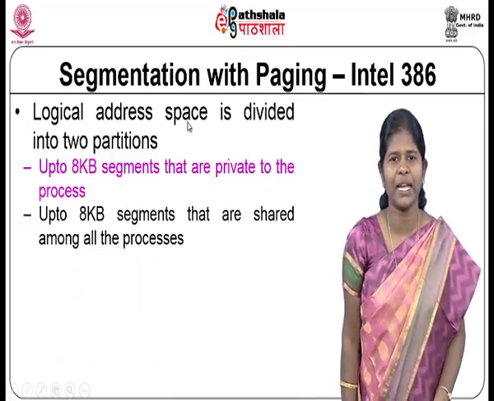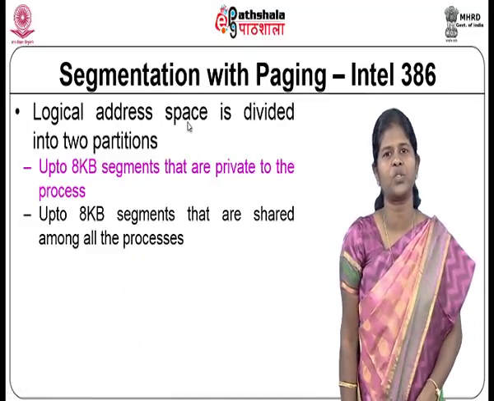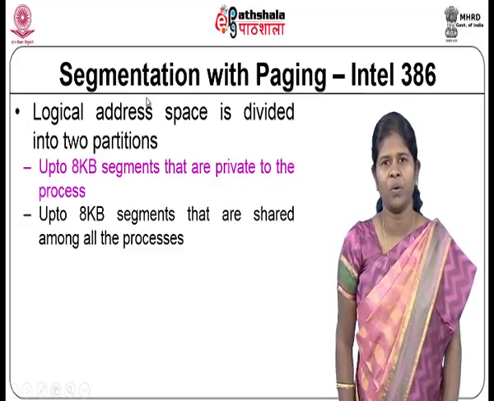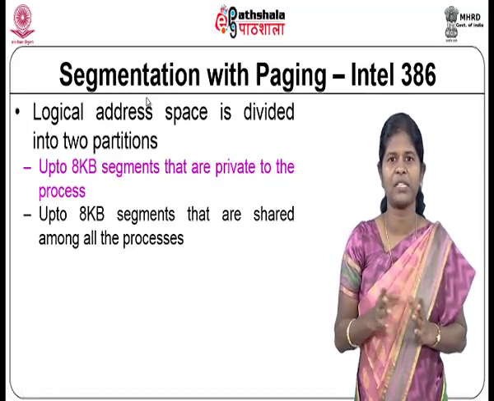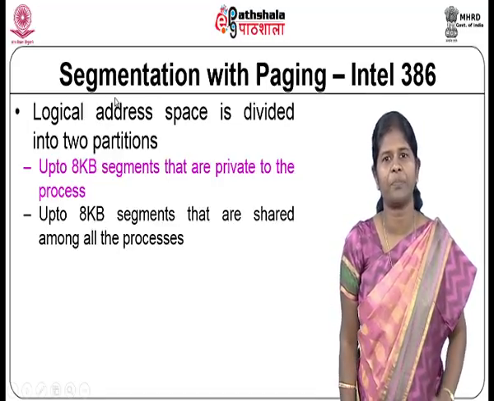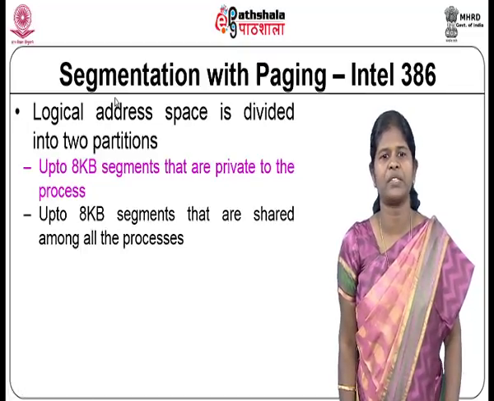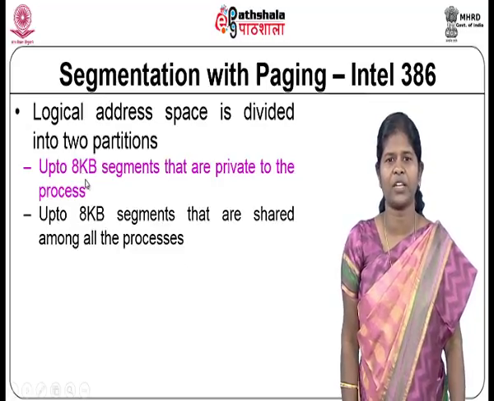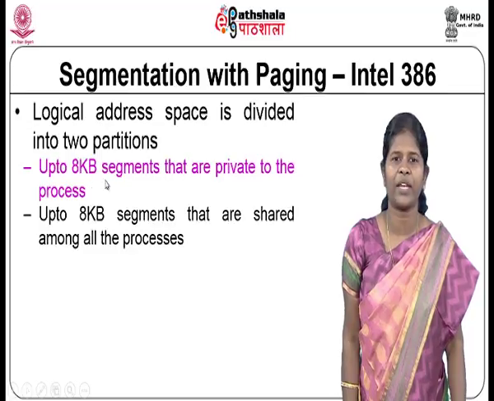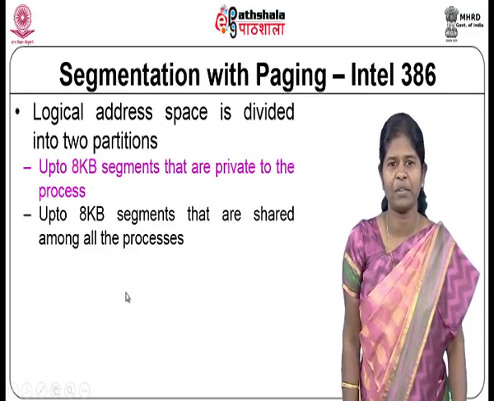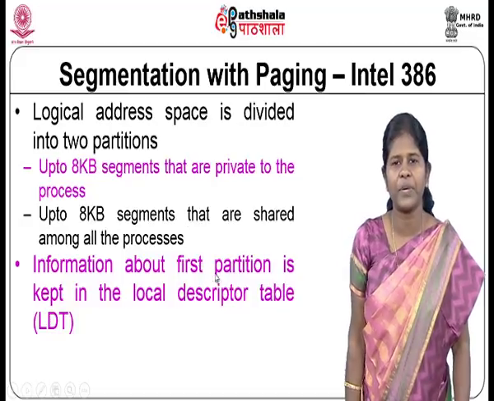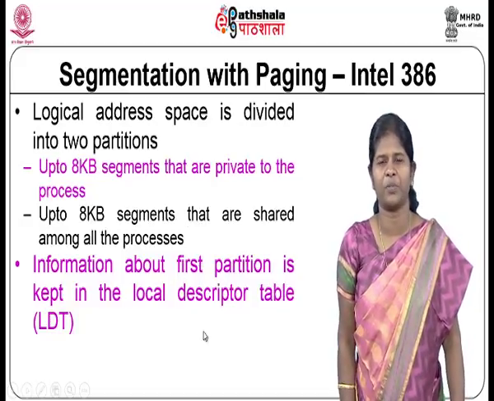Now the logical address space is divided into 2 partitions. Totally you can have 16 kilobyte segments, but now the segments themselves are categorized into 2 categories. One is the segments that are private to the process, and the other is the segments that are shared among all the processes. You can have 8 kilobytes of private segments and another 8 kilobytes of shared segments. And the information about these segments is present in descriptor tables.